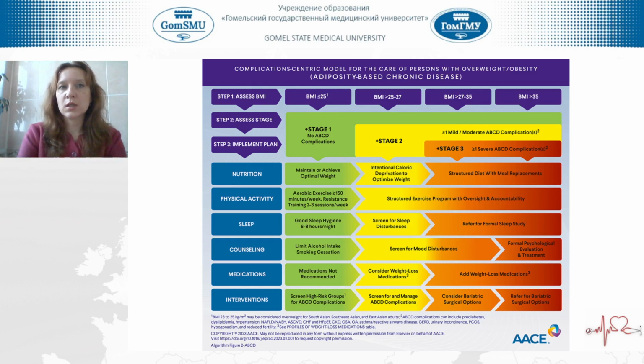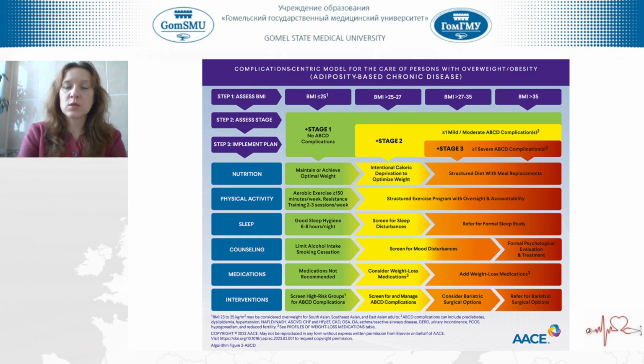This is a complication-centered model for the care of a person with overweight and obesity, since a lot of patients have overweight or obesity. The stages of treatment are according to BMI: normal, BMI less than 25, then 25 or more, and patients with obesity too. So all according to these stages.